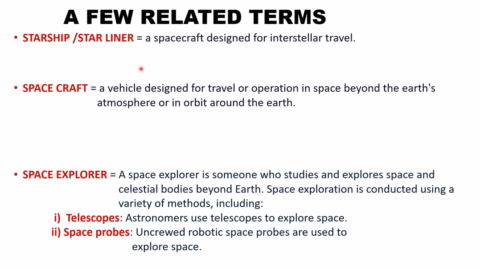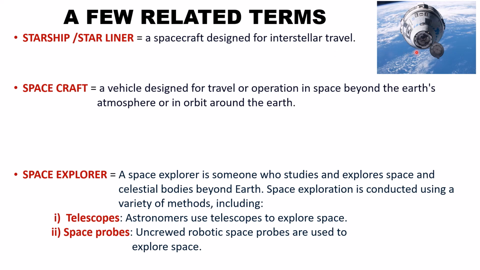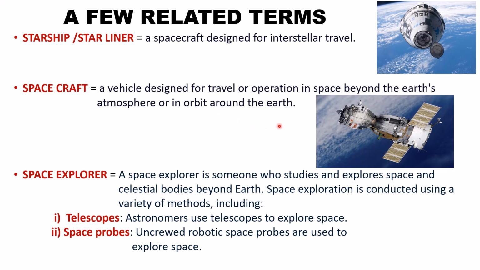So before we move into the actual passage, let us try to understand a few related terms to the space. The first one is starship or the starliner, means a spacecraft designed for interstellar travel. That means this spacecraft travels in the space between the planets and other stars. Then the spacecraft. Spacecraft is a vehicle designed for travel or operation in space beyond the Earth's atmosphere or in orbit around the Earth. So it can go around the Earth or it can go beyond the Earth's atmosphere.